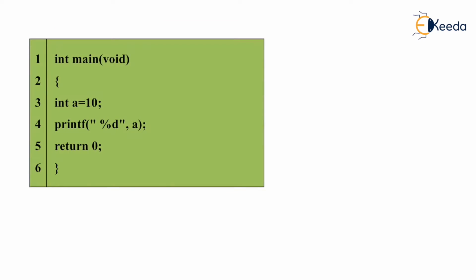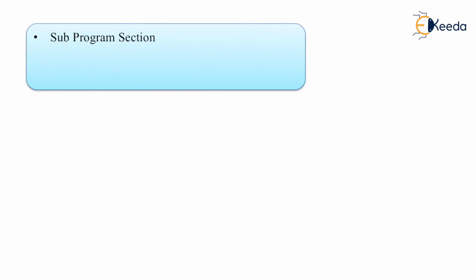For example, int main(void), opening curly bracket, variable declaration, whatever the processing or execution of data, and the returning block and closing bracket. All the details we'll see afterwards, but just go through what the main block contains: the declaration of variables, the display of your data, returning of data, and the closing bracket. The format is given like this. Next is the subprogram section.